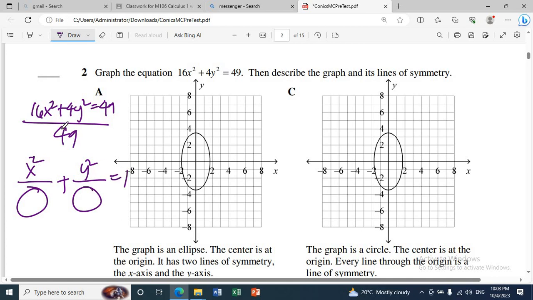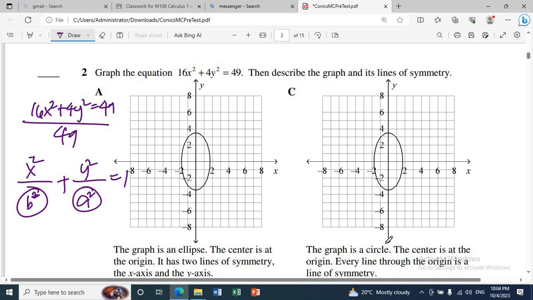However, if you notice, this one, 4 over 49, the denominator of y squared, will be bigger. This will be bigger, so this will be your a squared, and this will be your b squared, meaning a squared is your major axis. So therefore, the major axis is along the y-axis. It's below y squared. So your ellipse is vertical.